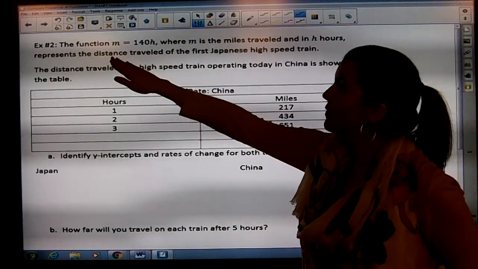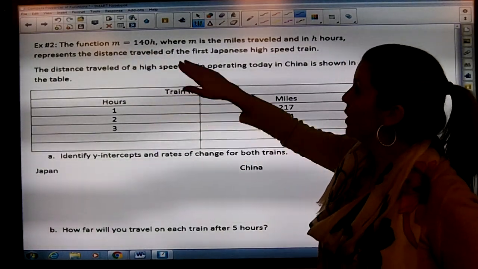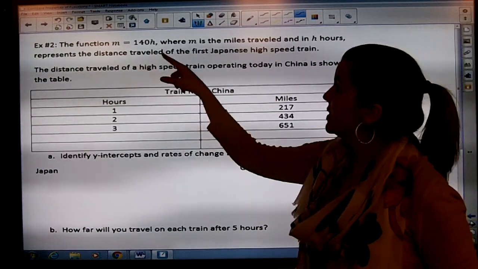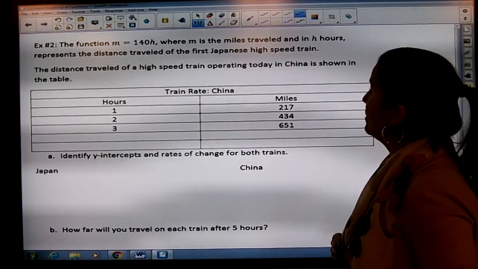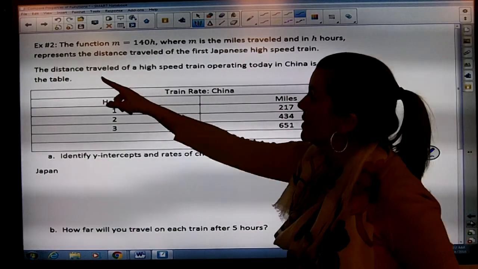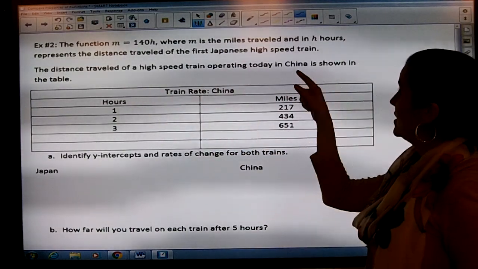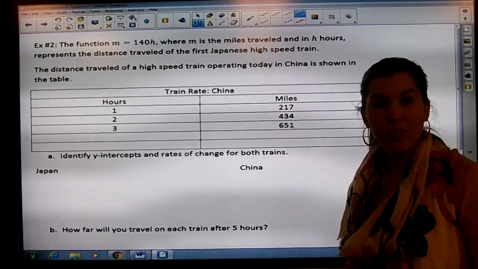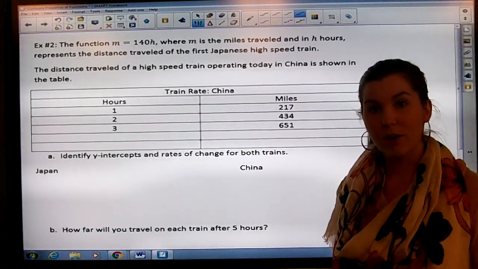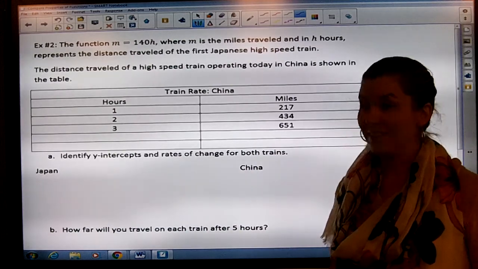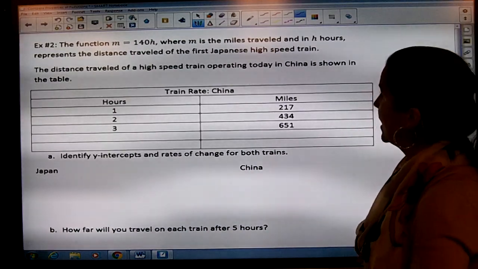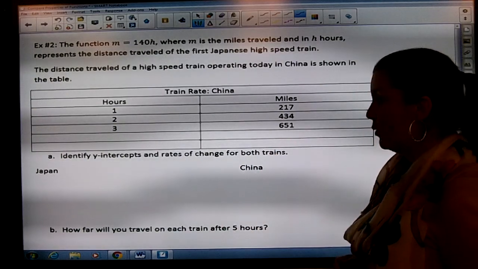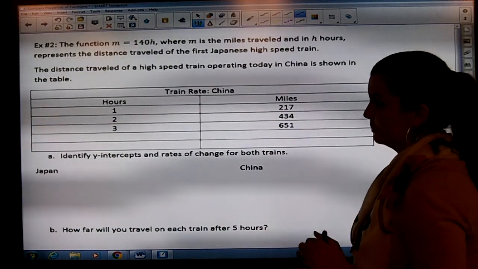Example number 2. The function m equals 140h, where m is miles traveled in h hours, represents the distance traveled of the first Japanese high-speed train. The distance traveled of a high-speed train operating today in China is shown in the table. So we're given an equation to represent one scenario and a table to represent the other. And part A says identify the y-intercepts and rate of change for both trains.